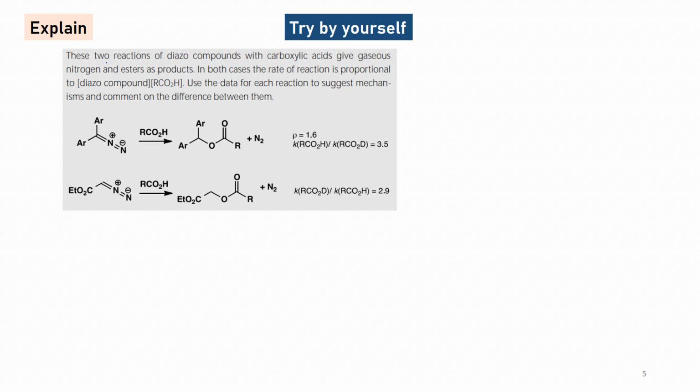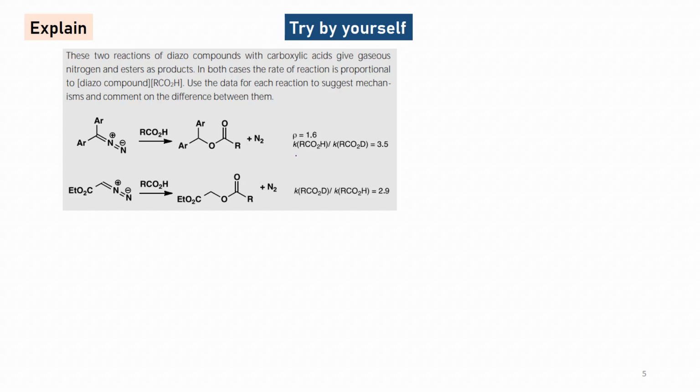So what they are asking here: they have shown two types of reaction where the product is almost the same, and they gave the kH by kD value for both of them, and asked for the mechanism. Now if you see the first case, you have to notice that they have given the values in a very tricky way.